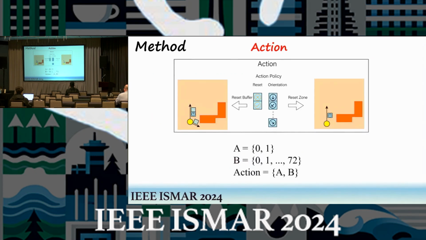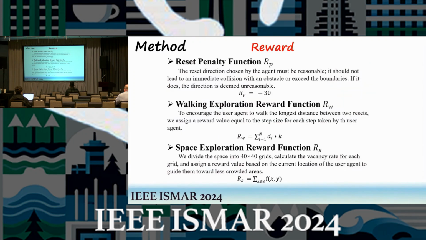The action space includes two routes. A indicates whether a reset is needed, where 0 means no reset and 1 means a reset is required. And B represents a new direction after the reset, divided into 72 increments, 0 to 72, each 5 degrees. So the action set is defined as action in A and B.